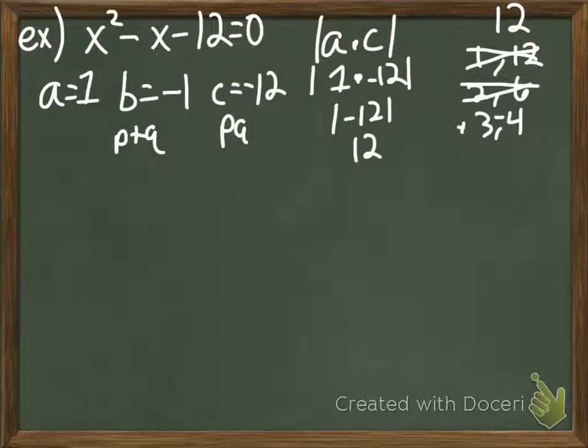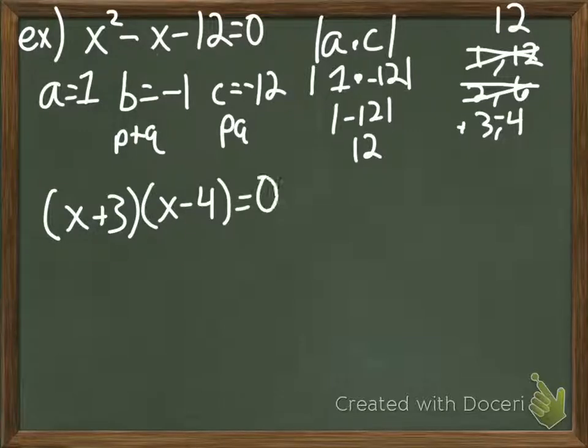So when I figure out what my P and Q are, we put X plus 3 times X minus 4 equals 0. And it doesn't really matter right now which order you have these in. You could switch these around however you want. It doesn't really matter. So now we have X plus 3 times X minus 4 equals 0.